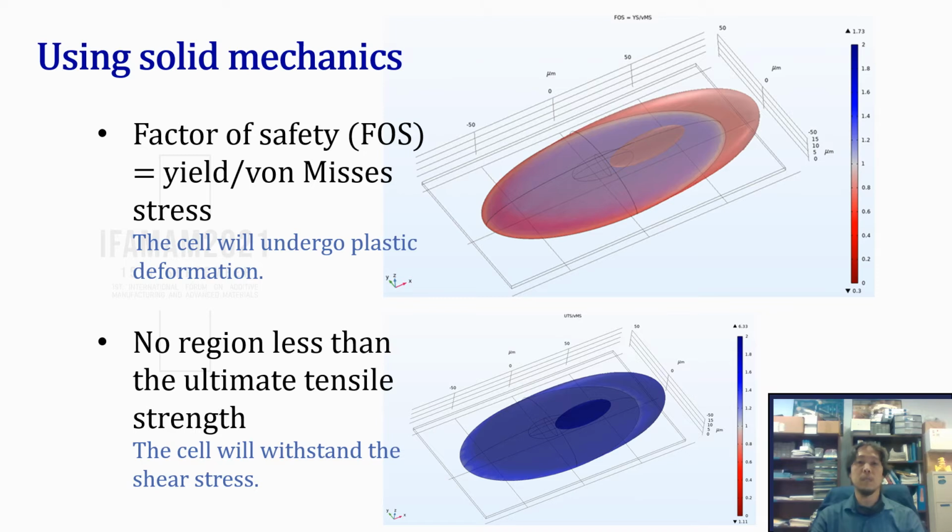Using the solid mechanics interface, factor of safety is calculated as the ratio of yield and von Mises stress. A value of less than 1 indicates plastic or irreversible deformation, as shown in the red regions in the cell. Substituting the yield to ultimate tensile stress shows that the cell has no regions with less than 1. Hence, the cell will not fail and will survive the applied shear stress.